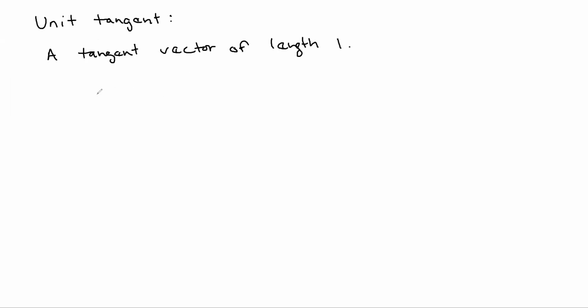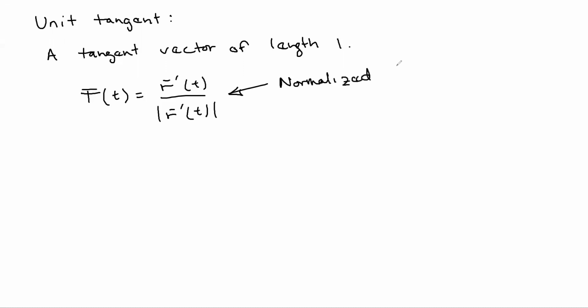The way that you find it is you take the derivative of the vector function and you divide by its length. So it's essentially just a normalized tangent vector, and normalize is the name for taking a vector and dividing by its length. So r prime by itself is the tangent vector, and if we then divide by its length, we'll end up with a tangent vector that's also a unit vector, and that's called the unit tangent.